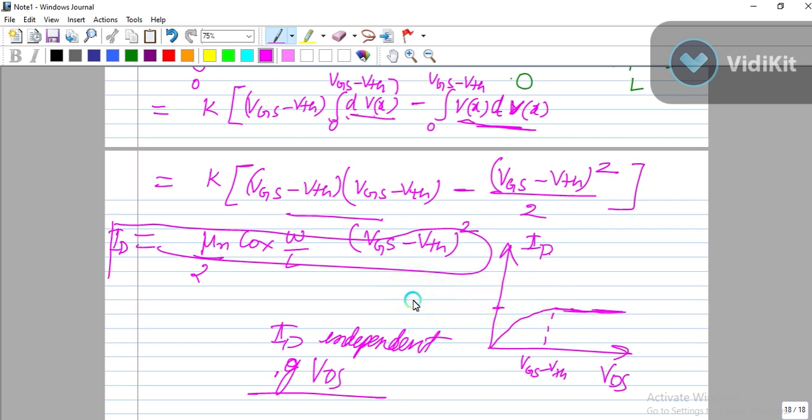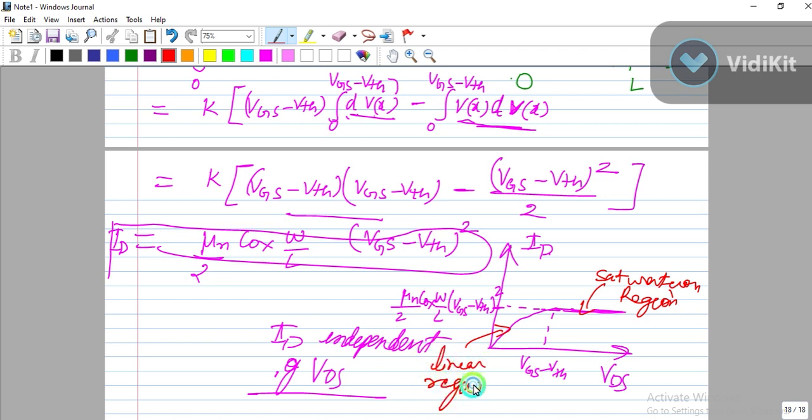And what is the value of this constant? Mu n by 2 Cox W by L (VGS minus VTH) square. This is the value. Now, this region is called saturation region. And this region is called linear region. And there is one more region which is called cutoff region. What is the cutoff region? In which MOSFET is off, its VGS is less than VTH. That is the cutoff region.